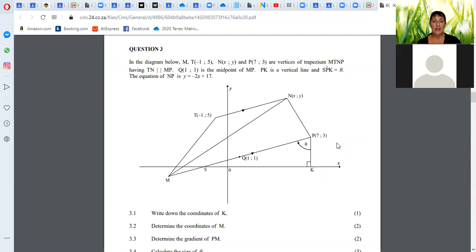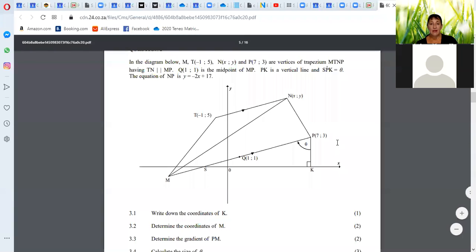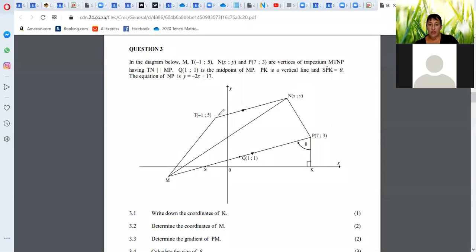Right, so question 3 in the diagram below. M, they're not giving you M, right? T, they are giving you. N, X, Y, and P, 7, 3 are vertices of a trapezium. All right, so you can see there is your trapezium. There are the 3 points they mention. They are not mentioning M as far as coordinates go, but they do mention T, N, and P. There they are. And they tell you that this is a trapezium. And they have indicated that TN is parallel to MP.